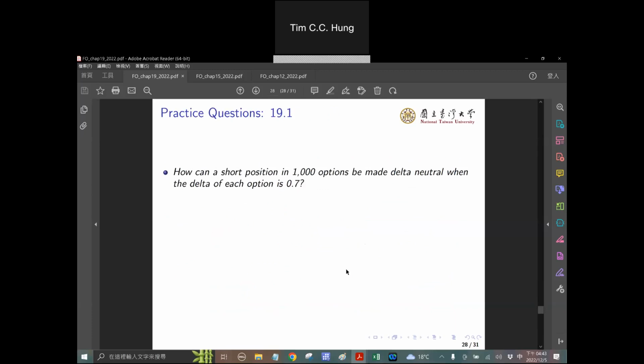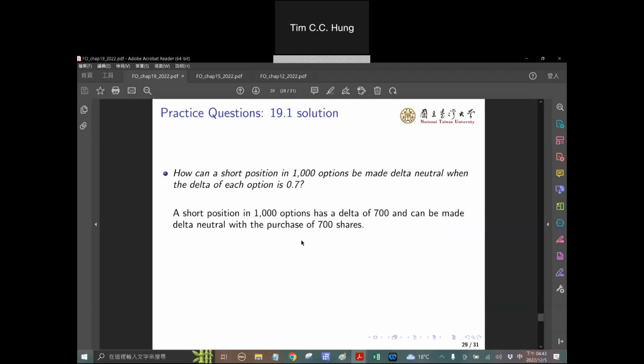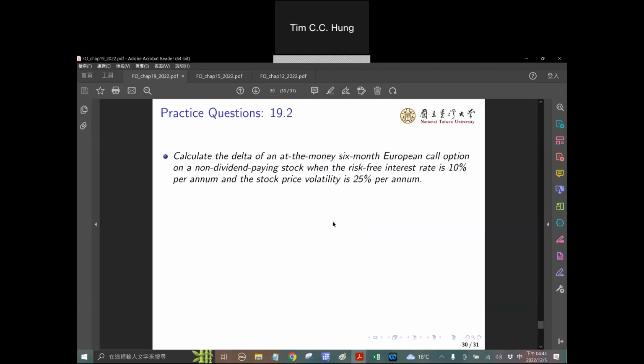This was like the previous questions. We short 1,000 options, and each option has a delta of 0.7. 1,000 multiplied by 0.7 equals 700. We're taking a short position, so we have to buy 700 shares to remain in a delta neutral condition. Okay, I hope this is not too fast for you guys.